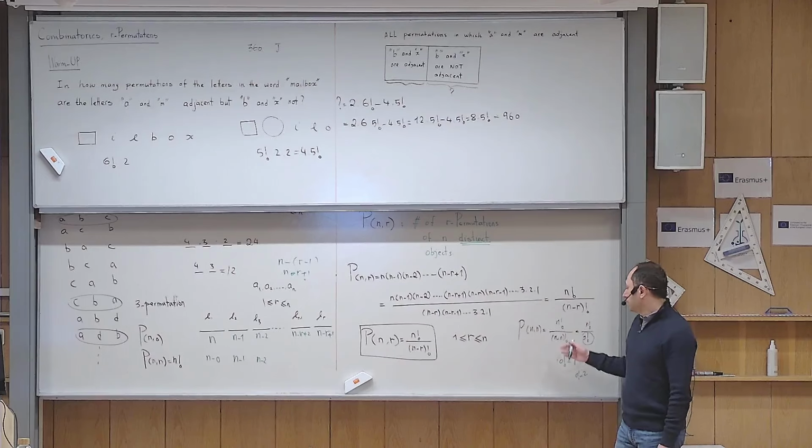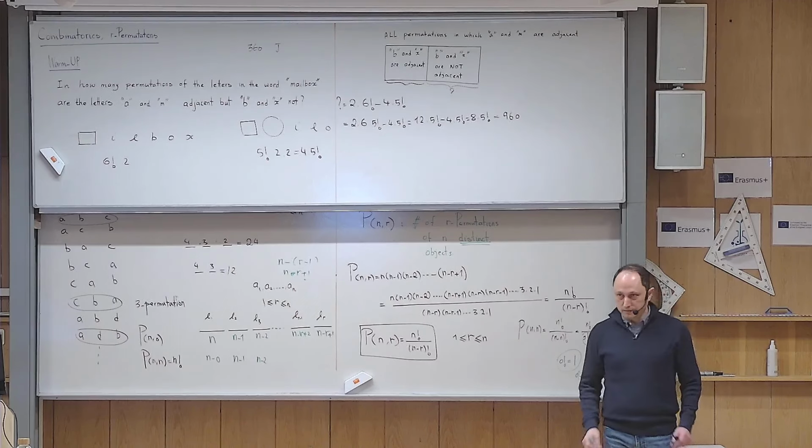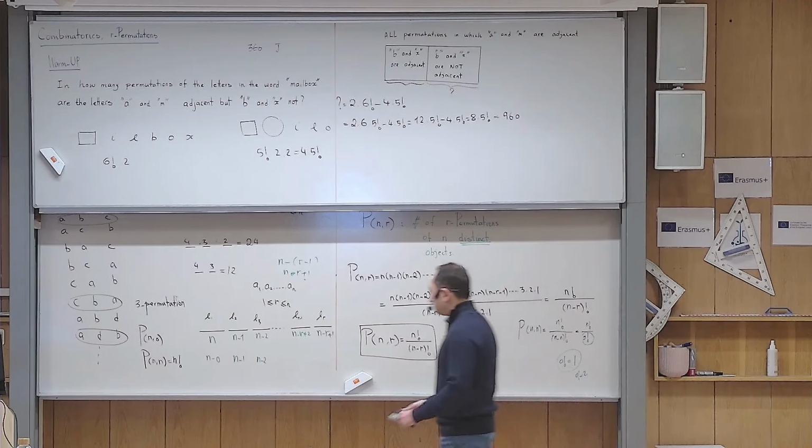Okay, so now you at least have an understanding of why people have chosen 0 factorial to be 1. Yes? Okay, so that is one thing.